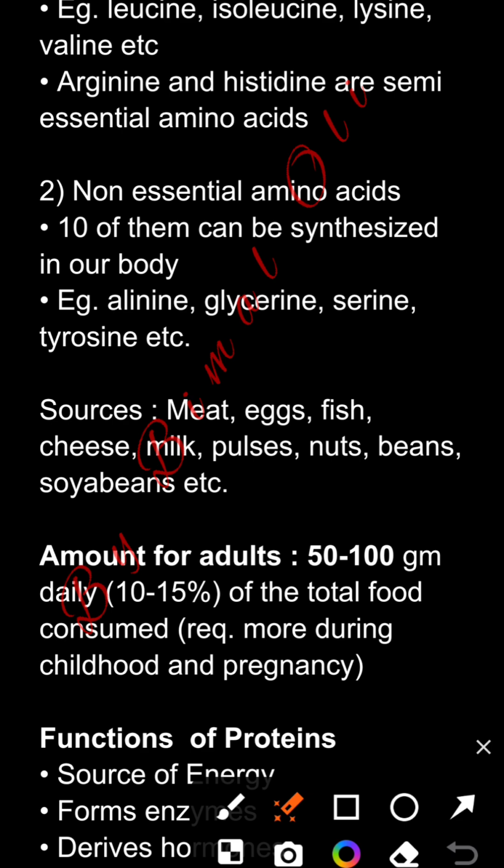Now the sources of protein are meat, eggs, fish, cheese, milk, pulses, nuts, beans, soybeans, etc. For adults, we should take 50 to 100 grams daily, that is 10 to 15% of the total food. Protein is required in large amount during childhood and pregnancy.